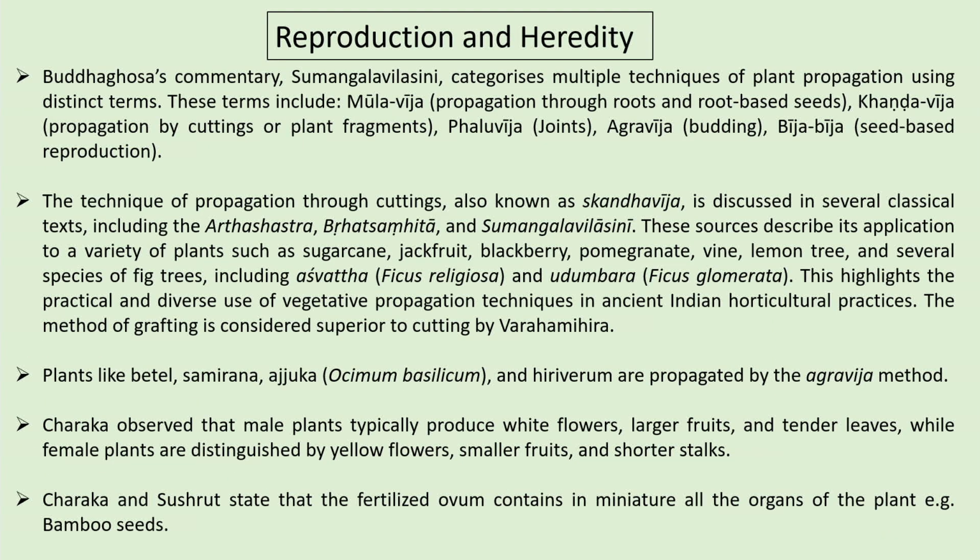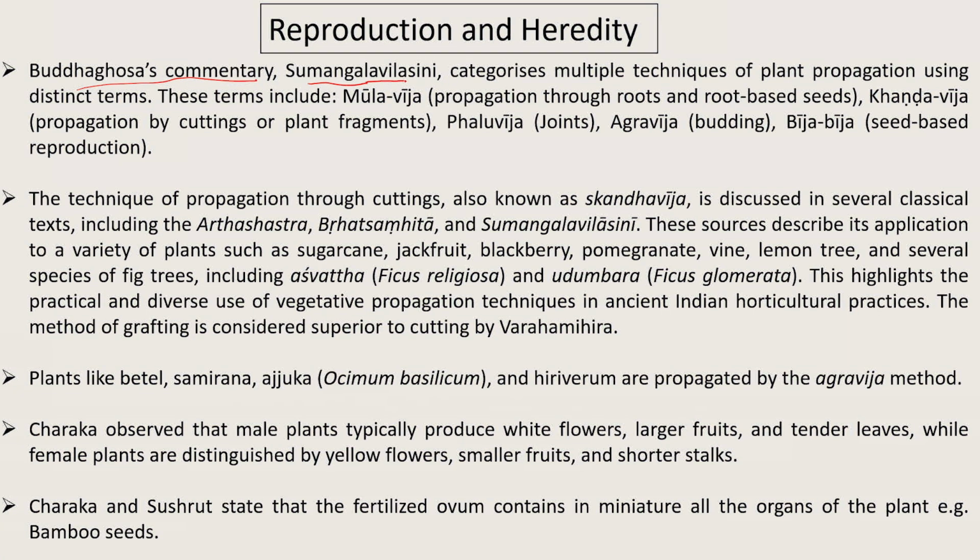Reproduction and heredity. Buddha Ghosh's commentary Sumangalam Vilasini categorizes multiple techniques of plant propagation using distinct terms. These terms include Moolavij, propagation through root and root based seeds, Khandabij, propagation by cutting or plant fragments, Phoolabij, joints, Agravij, budding, Bijabij, seed based reproduction.